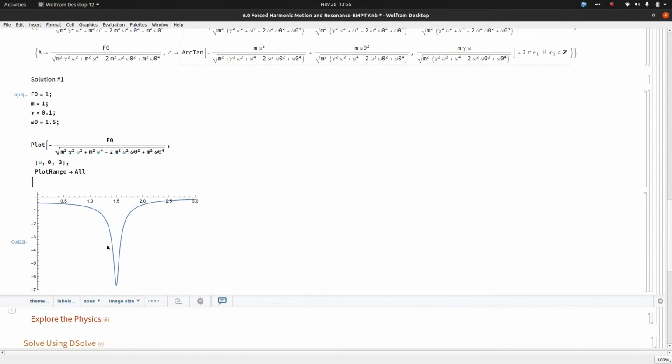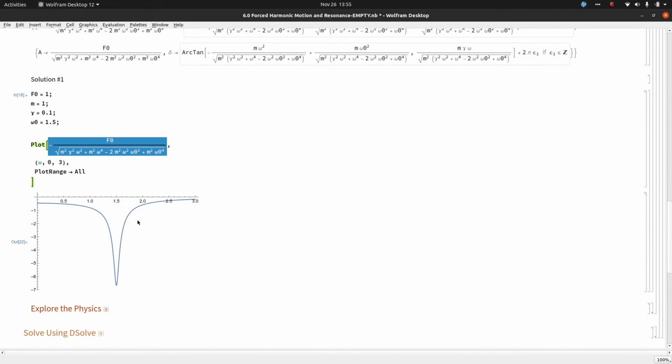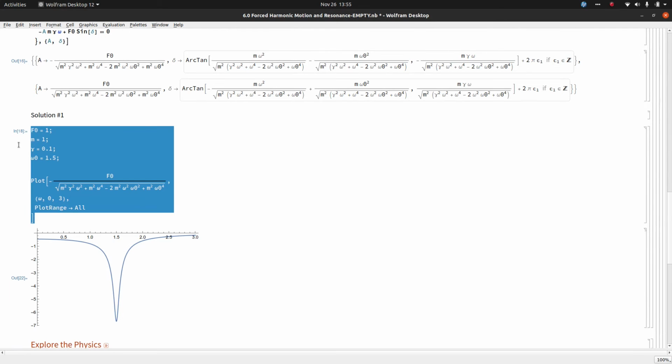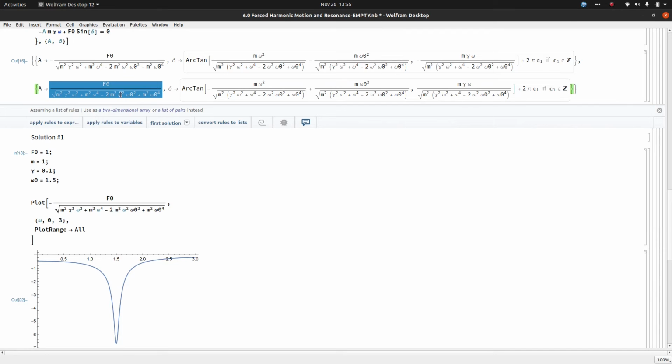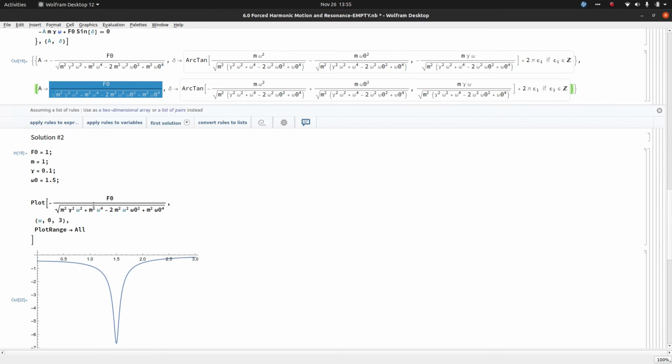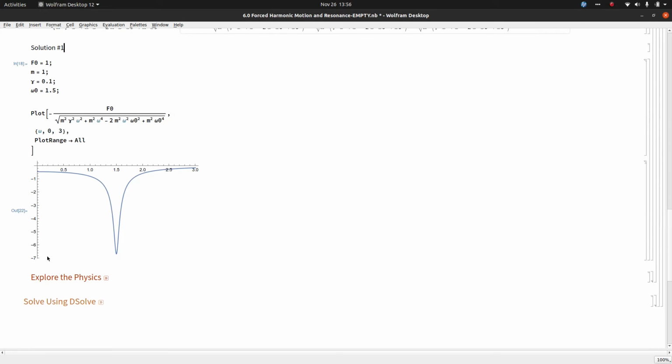And you see we do get a peak around 1.5, but this has a negative sign in front, so everything's negative. So we could continue going with this solution. It technically works, but we really want to use this other solution that's positive. So we are going to use solution number 2 that it spat out, and we're going to take a look at that instead. Actually, I'll leave this one here for reference.